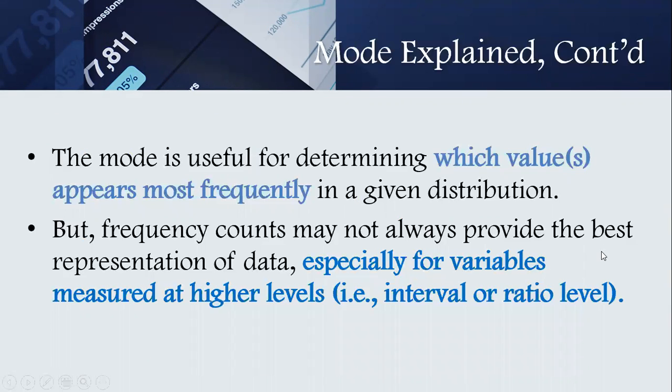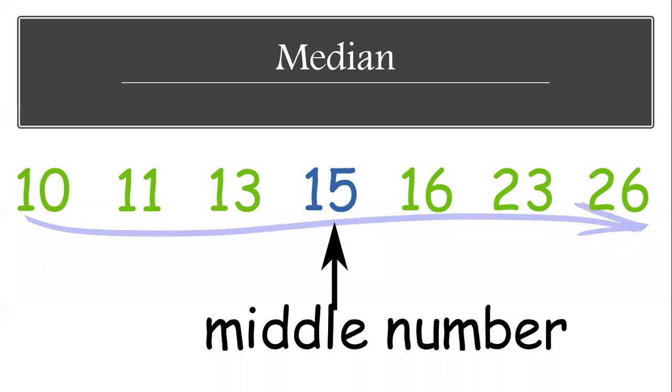The mode is useful for determining which values appear most frequently in a given distribution. But frequency counts may not always provide the best representation of data, especially for variables measured at higher levels, such as the interval or ratio level. So now let's talk about median in greater detail.